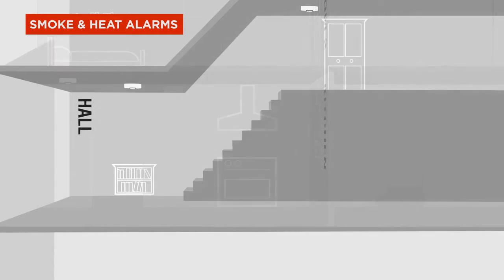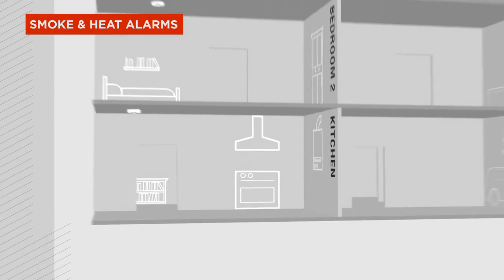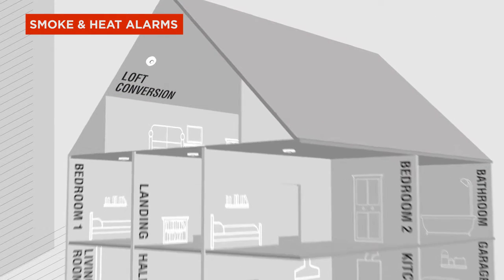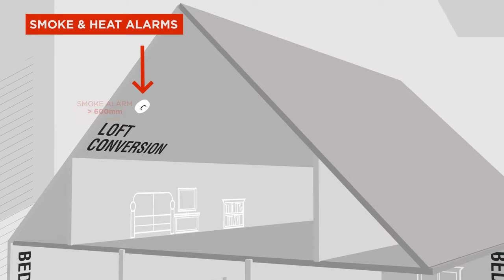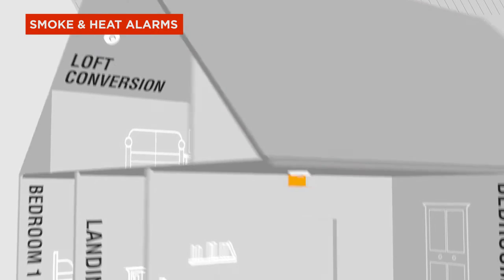With stairs, site alarms on flat ceilings at the top and bottom, not on the sloped ceiling above the stairs. For smoke alarms on a sloped or peaked ceiling, site a maximum of 600 mm vertically down from the apex. For heat alarms, site within a maximum of 150 mm vertically down from the apex.